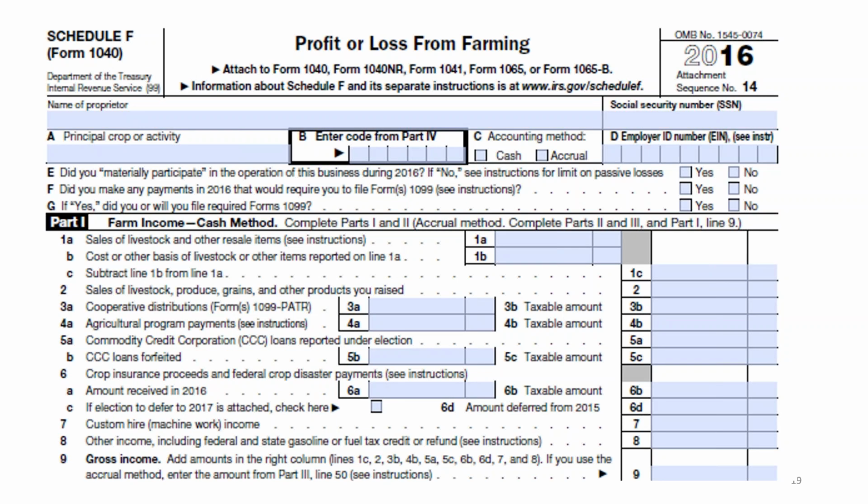If electing to defer for crop insurance proceeds, I am not an expert on deferral for crop insurance purposes, so I would recommend talking to your crop insurance agent who could answer that question for you. But thank you so much for asking.